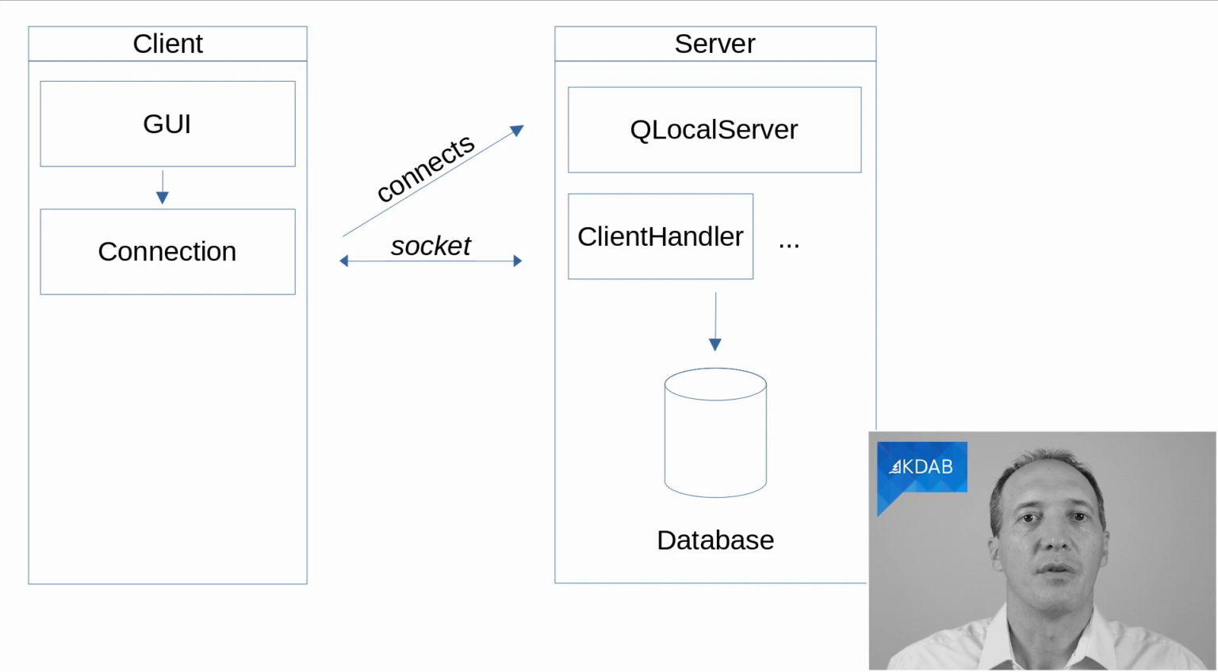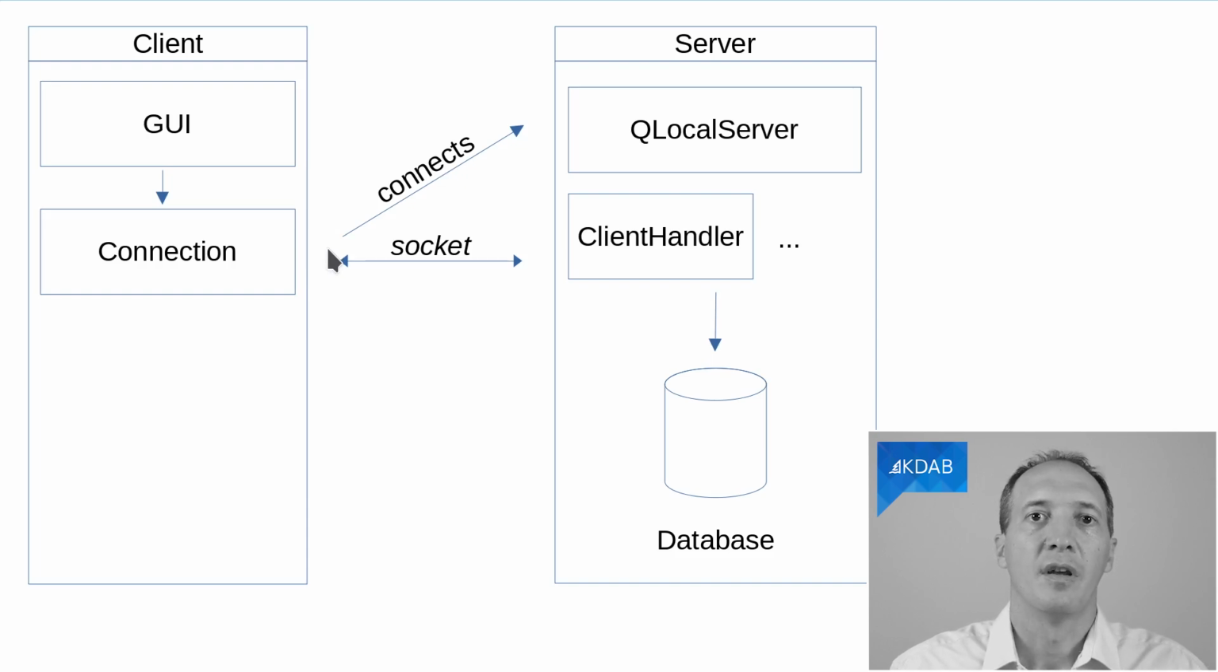So here is what we want to do. We want to have a client application, which is a GUI application. We want it to connect to a server, and what we are going to do is create a class called connection to handle all the communication with the server.